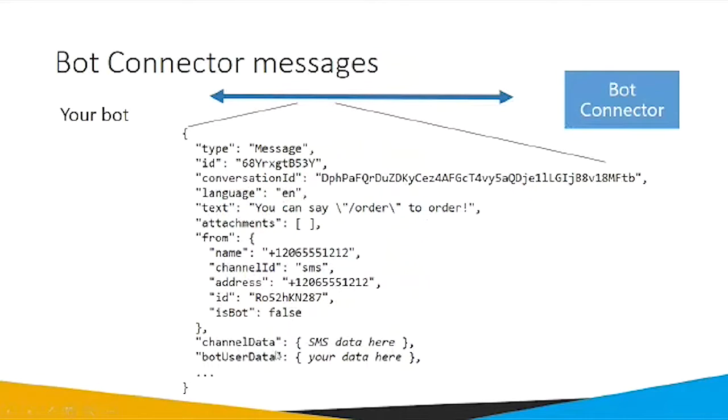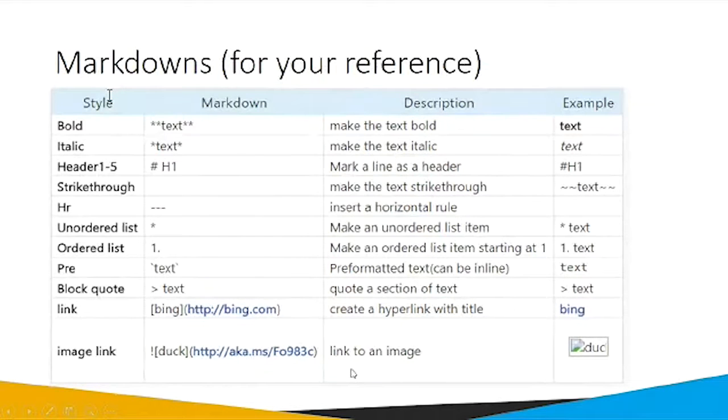This is a typical message type. You can see the type of the message, ID, conversation ID, language, the text, and some attachment if there is any. There is a from section where you can identify the user, and there is client data and bot data. Whenever you are interacting with the bot, you might want to store some state.